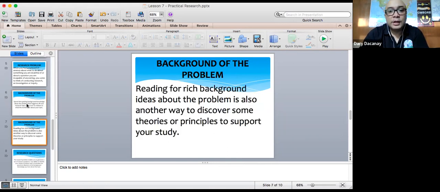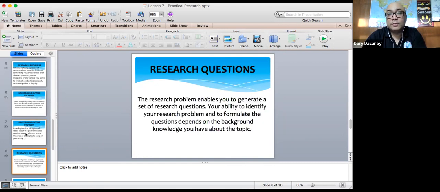Now, reading for rich background ideas about the problem is also another way to discover some theories or principles to support your study. This background of the problem or background of the study is like an overview of trying to understand where your study is coming from.